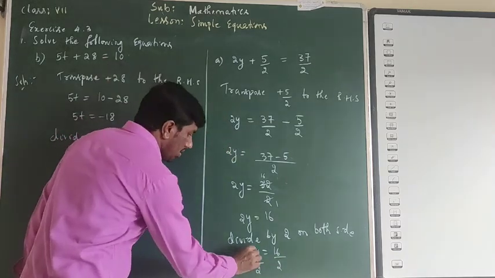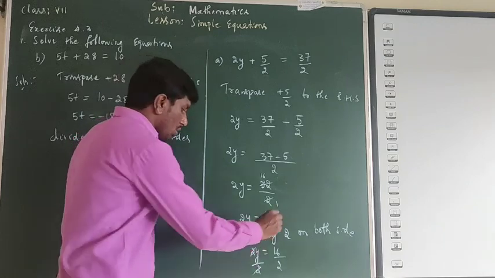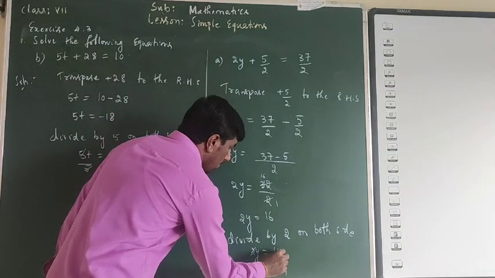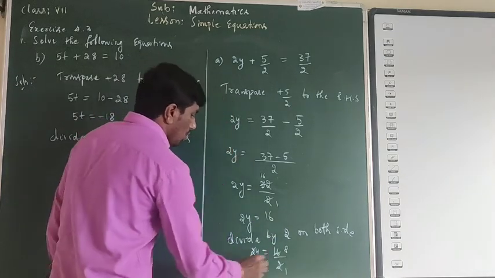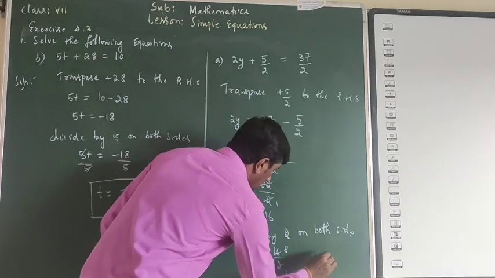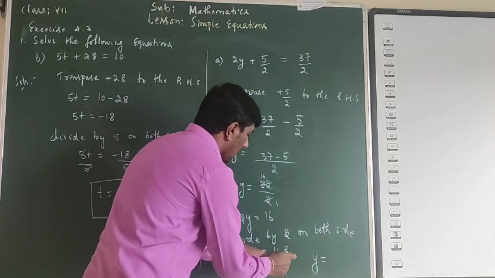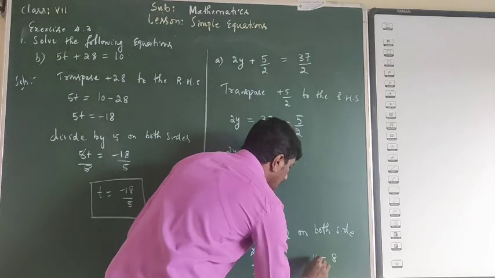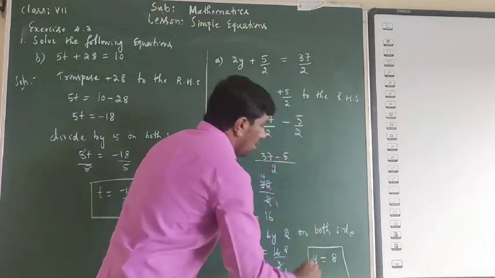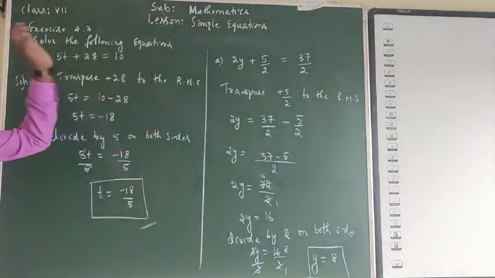Right? On the LHS, the 2 will get cancelled. On the RHS, 2 8s are 16. So y is equal to how much? LHS remaining is y. RHS is 8 by 1, and 8 by 1 is 8. y is equal to 8 is the solution of that equation.